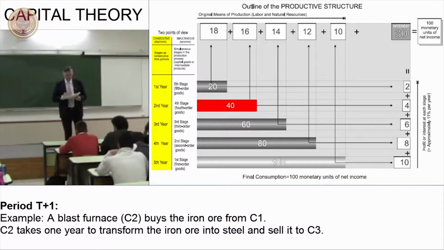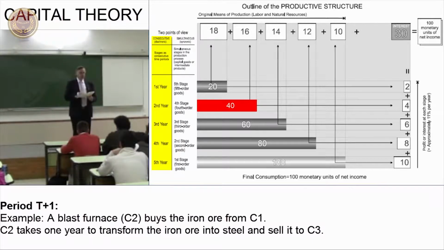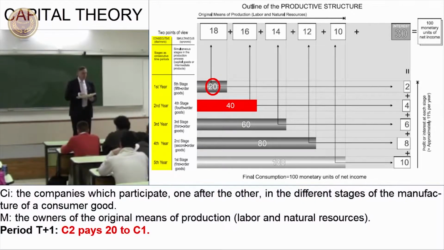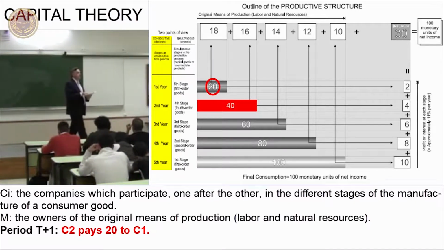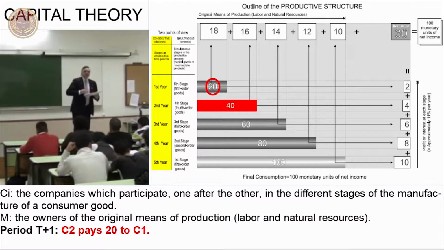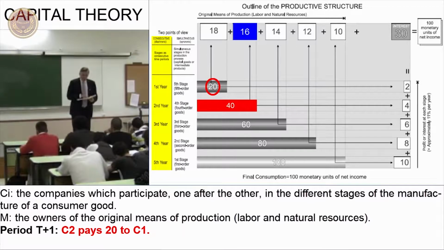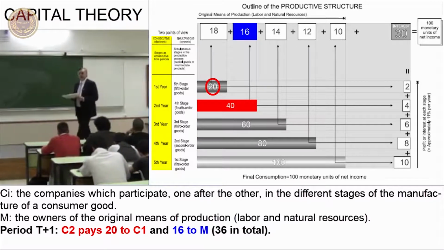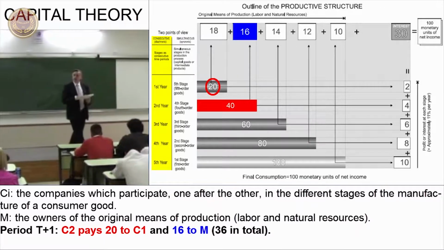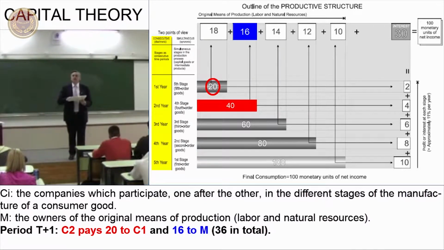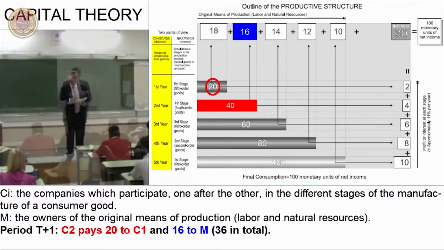The companies which concern us here are blast furnaces. They must buy iron ore. They buy it for 20 units from companies operating in the previous stage. And blast furnace companies must also hire workers and other means of production. Notice the arrow pointing up. As you can see, they acquire 16 units worth. So, if I buy iron ore for 20 units, and then I pay the workers at my blast furnace 16 units, I am advancing a total of 36 units.